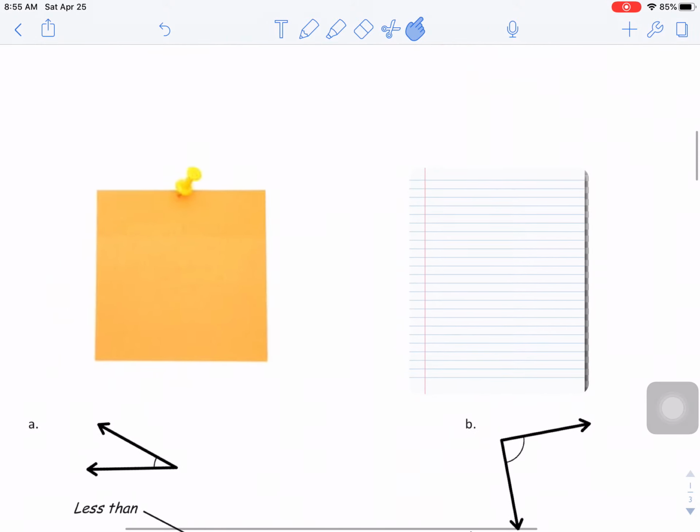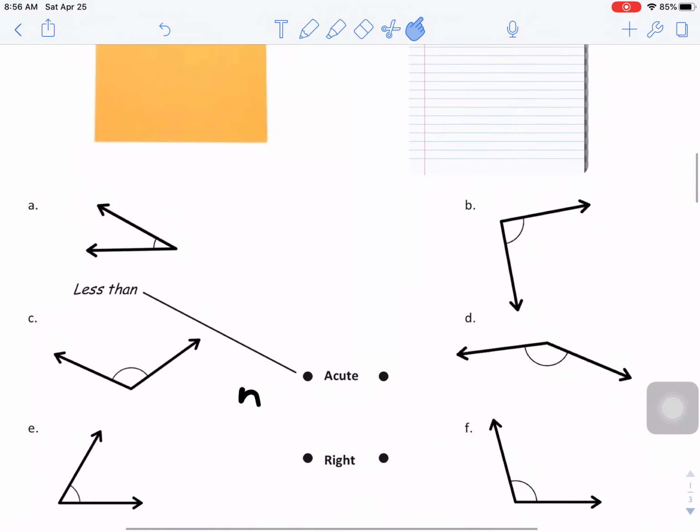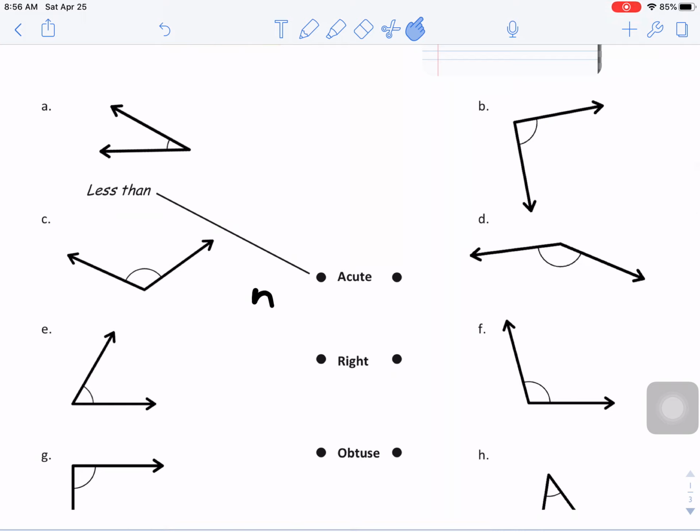You will also need a template of a piece of paper. This piece of paper is going to help you because the corner makes an exact 90-degree angle, which is that right angle. It's just right and perfect. You will need those to measure on your problem set. Your problem set looks like this. You are going to be looking at different angles and seeing what type they are. You will also be writing if they are equal to a right angle, less than a right angle, or greater than a right angle.